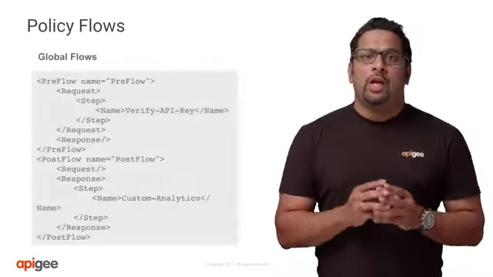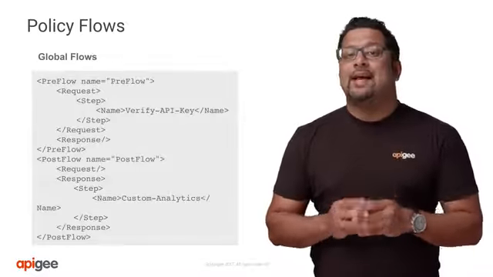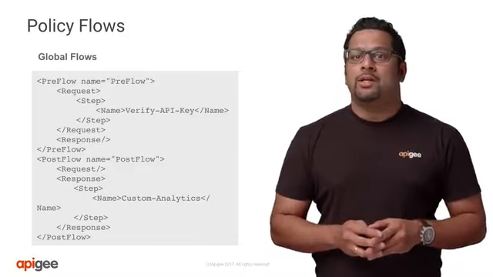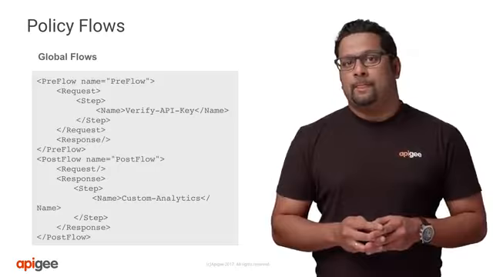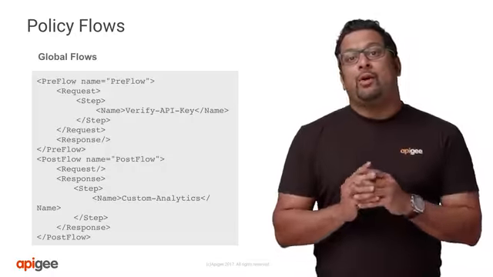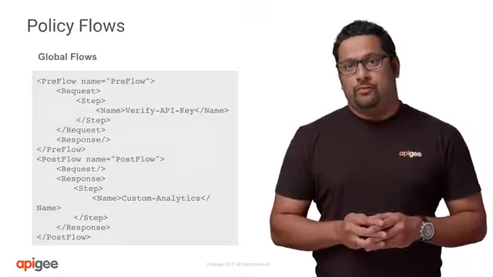Pre-flow is useful when you need to make sure that certain code executes before anything else happens. Usually, security-related and rate-limiting policies are used within the pre-flow. Post-flow executes after conditional flow and pre-flow are executed. Mediation policies are normally used in post-flow.